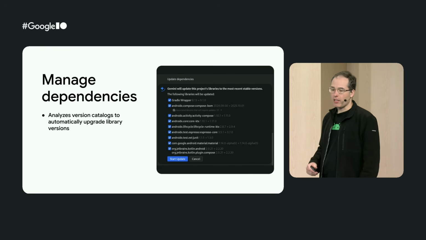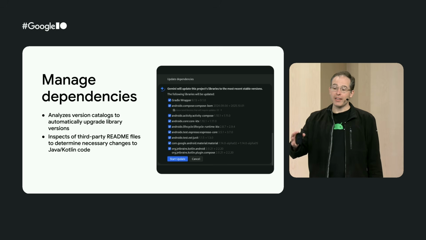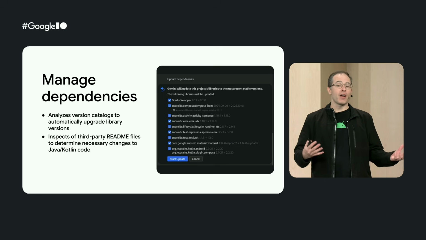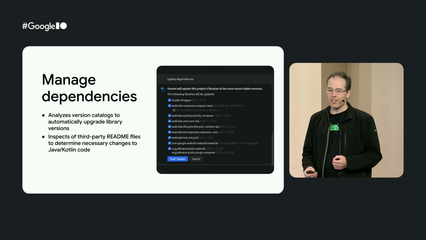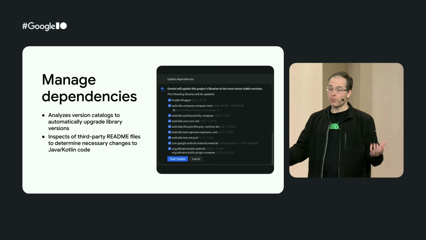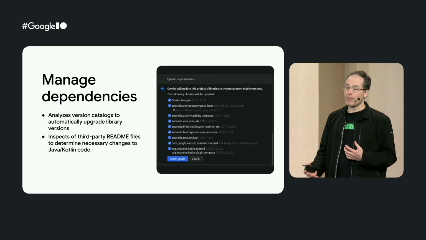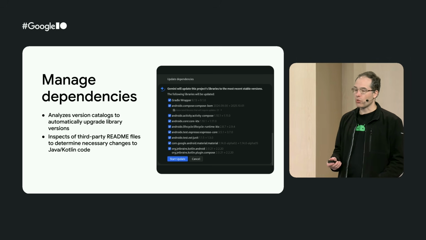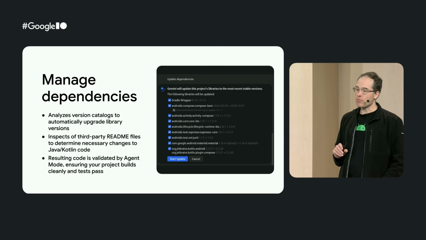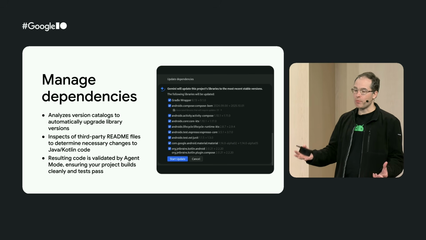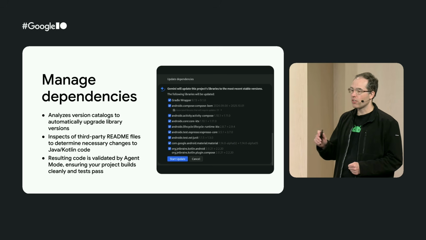So we're able to automatically apply dependency updates for you. If you just right-click in your version catalog file, you can ask Gemini to update all of your dependencies. Gemini will then analyze your version catalog, identify any stale library versions, and proceed to inspect the documentation for those libraries to identify any likely changes that need to be made to your source files. And now with agent mode, we're able to build and test your app to make sure everything works successfully after the migration. So let me show you that in action here with a demo.